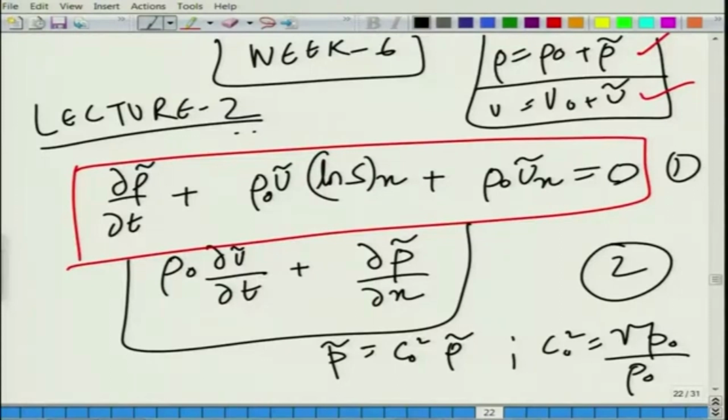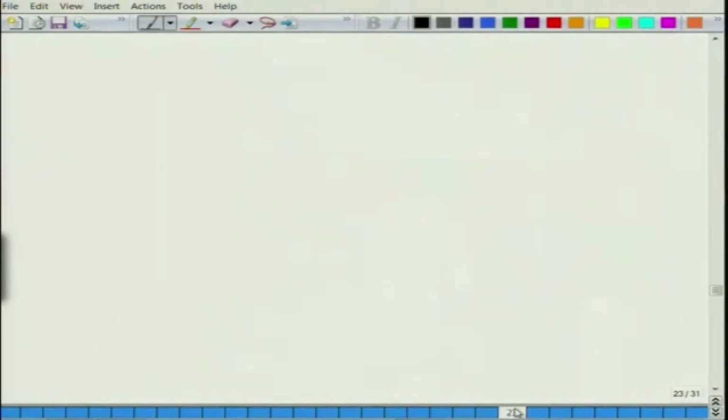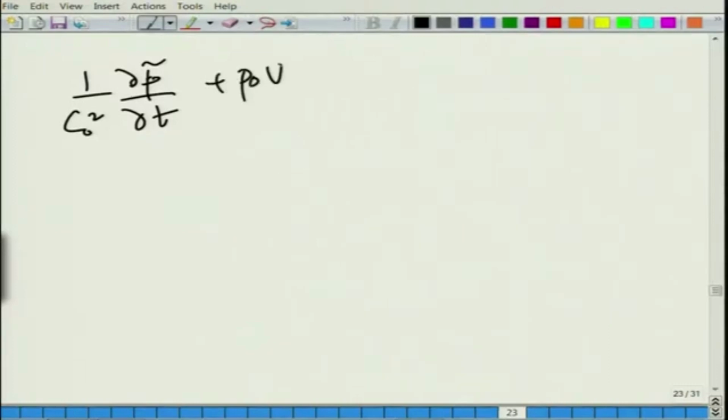So, this is the small signal wave equation which we are considering. Let me call this equation 3. When you put this equation in equation 1, as usual, what do we get? We get 1 by c naught square times the partial of p tilde with respect to t, plus rho naught times u tilde x times the log derivative of S x, plus rho naught times u tilde x, is equal to 0.